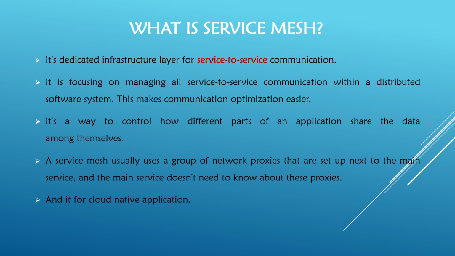The service mesh is an infrastructure layer for service-to-service communication. It focuses on managing all service-to-service communication within a distributed software system. This makes communication optimization easier, and it is a way to control how different parts of an application share data among themselves. A service mesh usually uses a group of network proxies that are set up next to the main service, and the main service does not need to know about this process. It's for cloud native applications.